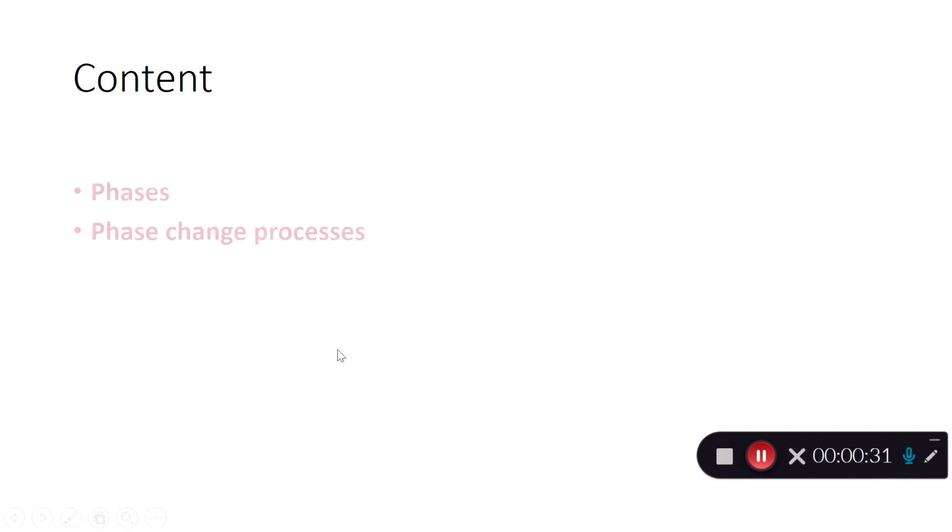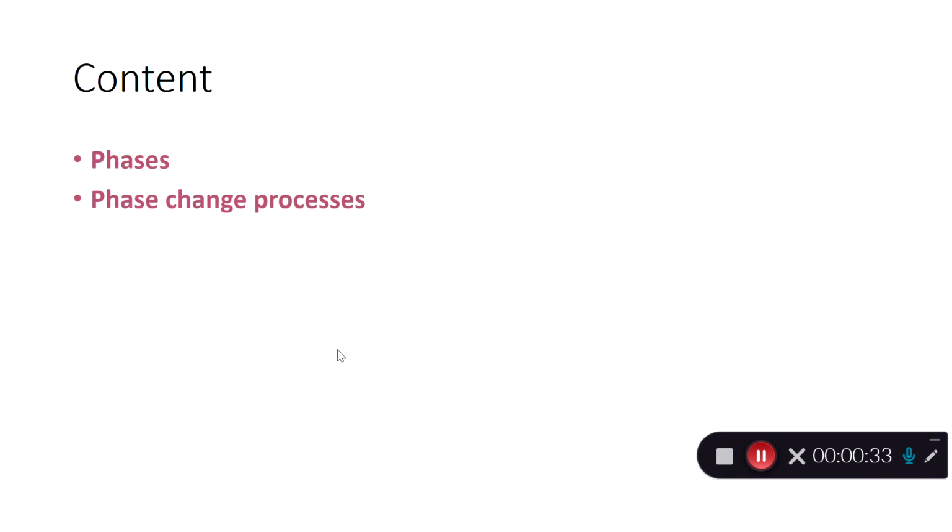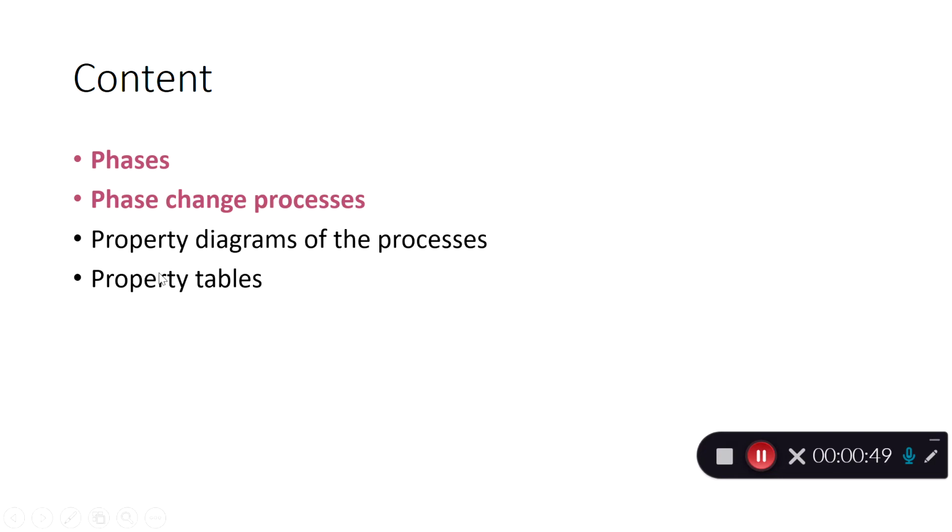Now, here in this video, we will talk about phases. What are phases? And phase change processes. I think you've learned about processes in the previous chapter. So today we're going to look at phase change processes. And the rest of this chapter is about property diagrams, which we'll do in the next video, maybe next week in week 2, and also property tables.